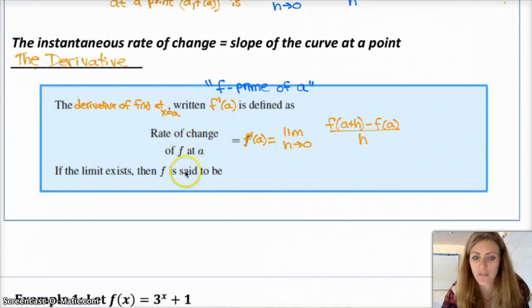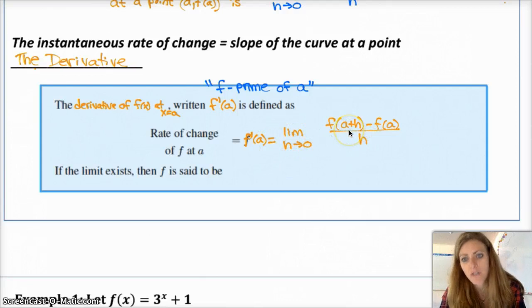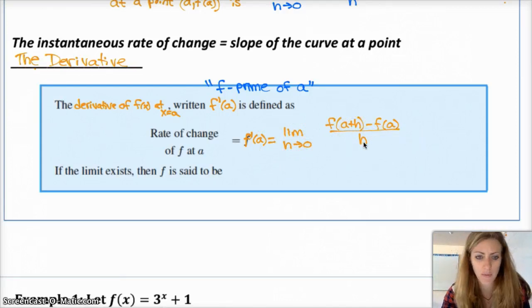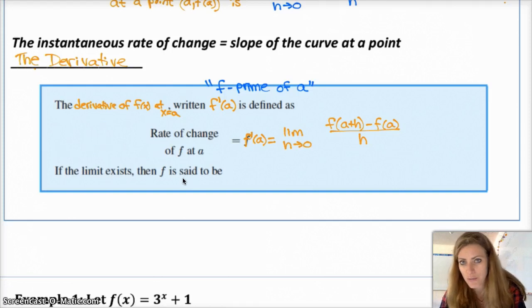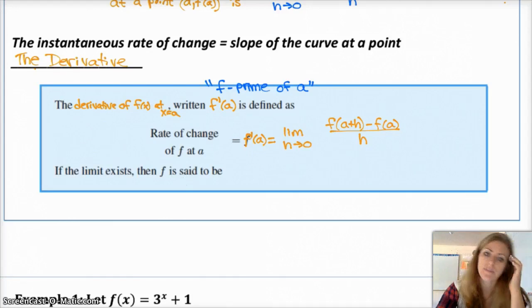And so the rate of change of f at a is f prime of a, which equals the limit as h goes to 0 of f of a plus h minus f of a over h, which is the same thing that we showed above. If the limit exists, then we say that the function is differentiable at a. Differentiable basically means you can take the derivative at that point. We'll talk about when you can't take the derivative at a point, but for right now we're going to look at only differentiable functions.